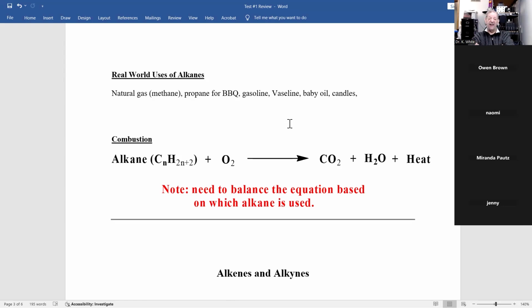Gasoline contains about half alkanes. Vaseline, also known by the common name petroleum jelly, is longer chain alkanes. So is baby oil, and very long alkanes, half the weight of candles, are alkanes. Now, I only asked you to learn one general reaction.